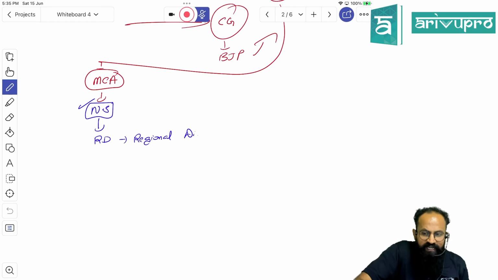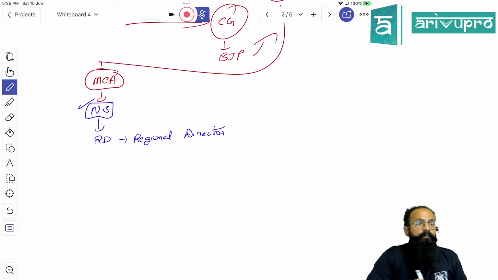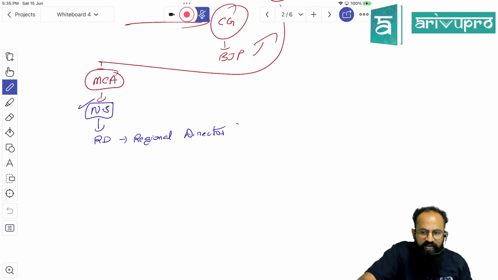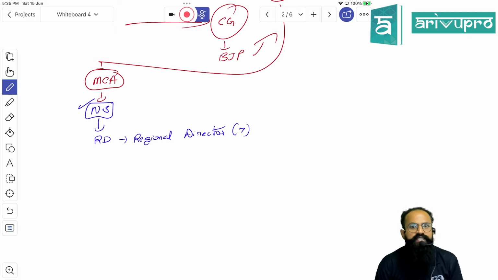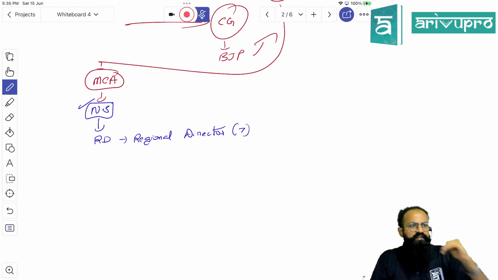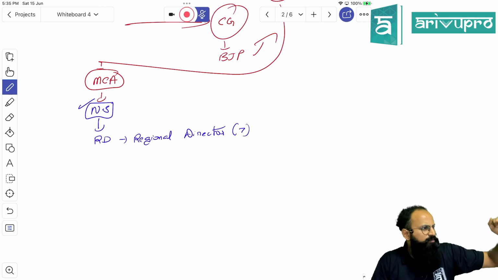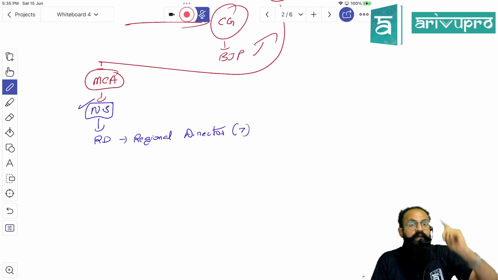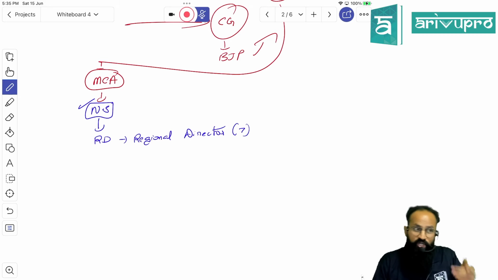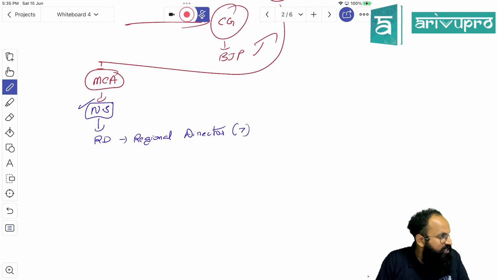Regional Directors sit at the top. They oversee things. In India, there are 7 Regional Directors in total. I will show you how it is in reality. But for now, just concentrate on the names. Let us see how it is further classified. Next comes the RD. How many RDs are there? 7.